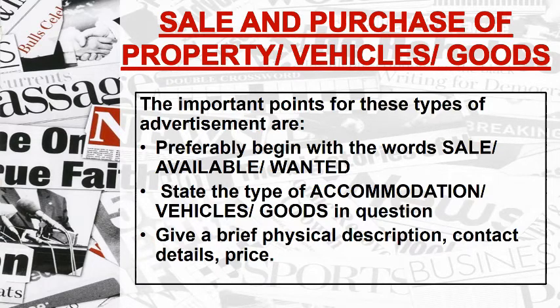Now, for sale is written by the owner of a property, desirous of selling it. For purchase is written by a person or organization which wants to buy a property. The important points to be taken care of are: begin with words sale, available or wanted. Then state the type of accommodation, vehicles, goods in question. Give a brief physical description, contact details and price.